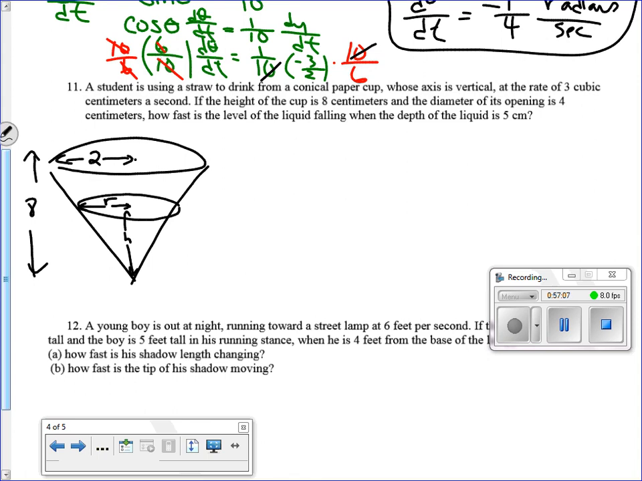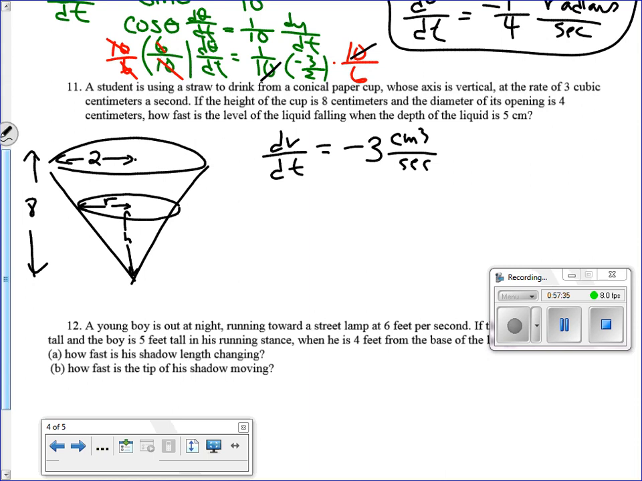Okay. The student is using a straw to drink from a conical paper cup whose axis is vertical, it's not tilted over, at the rate of 3 cubic centimeters a second. That means cubic centimeters, that's dV dt, right? And because he's drinking, the volume is decreasing, dV dt should be negative 3 centimeters cubed per second.